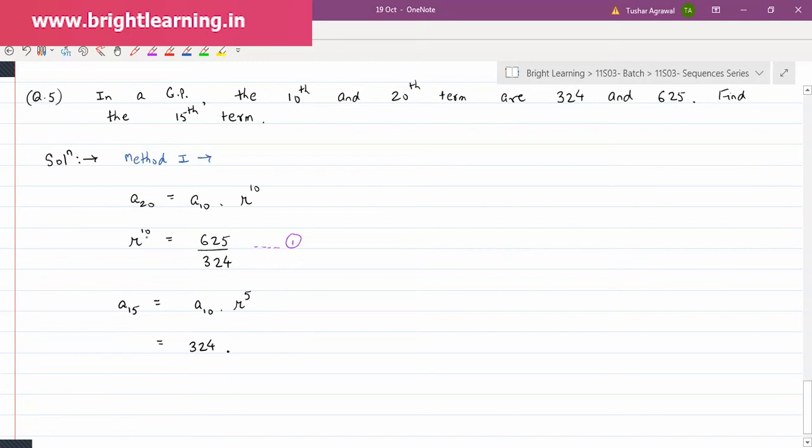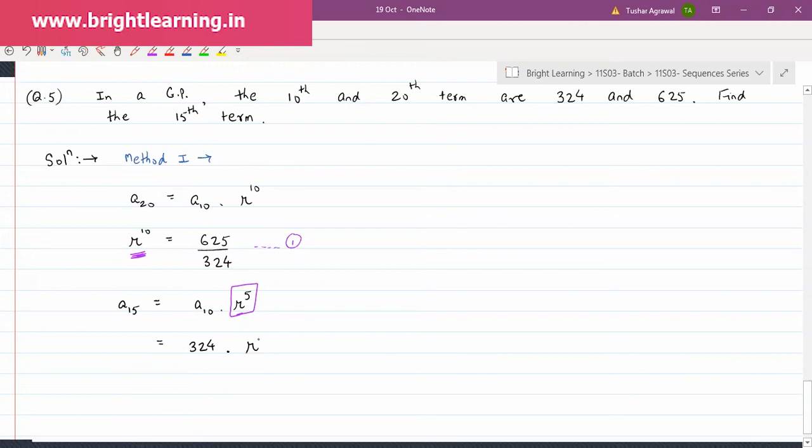Now r to the power 10, I know the value. So by that, actually, I can find the value of r also, but that is a little complicated. Without going into that complication of finding the actual r, can I calculate r to the power 5? Yes, sir, I can. How? Because r to the power 5 and r to the power 10 are related. R to the power 5 is the square root of r to the power 10.